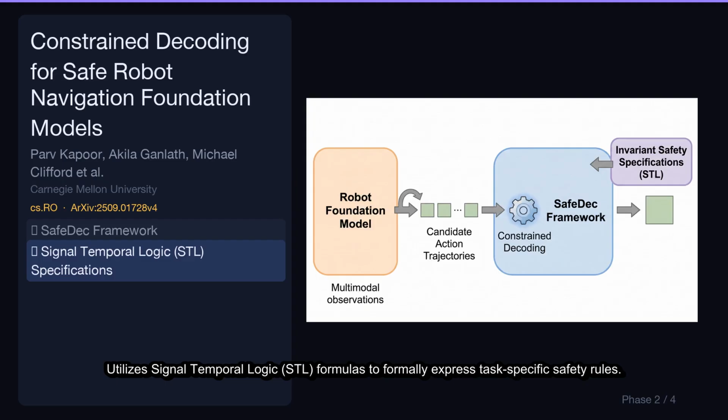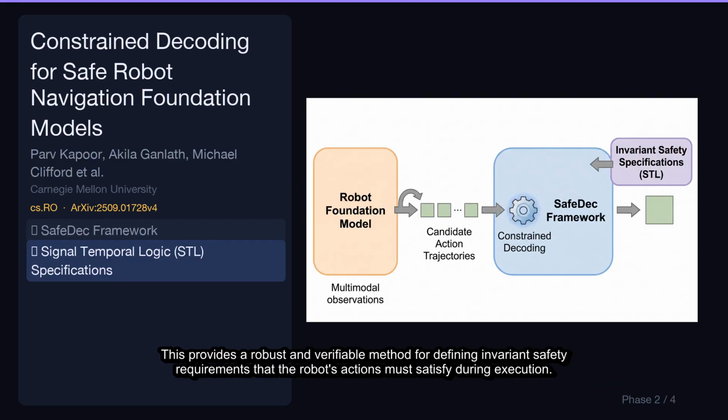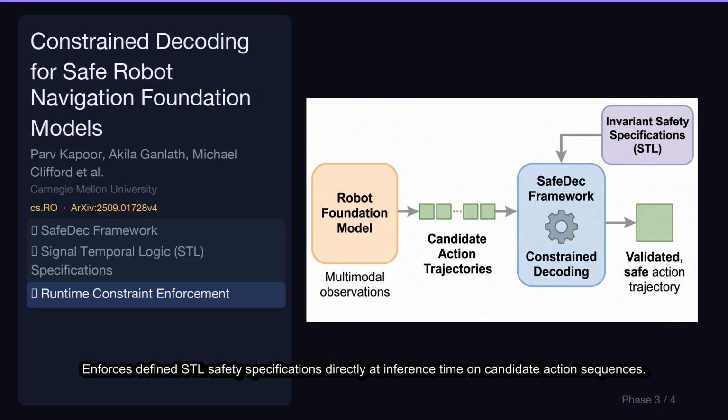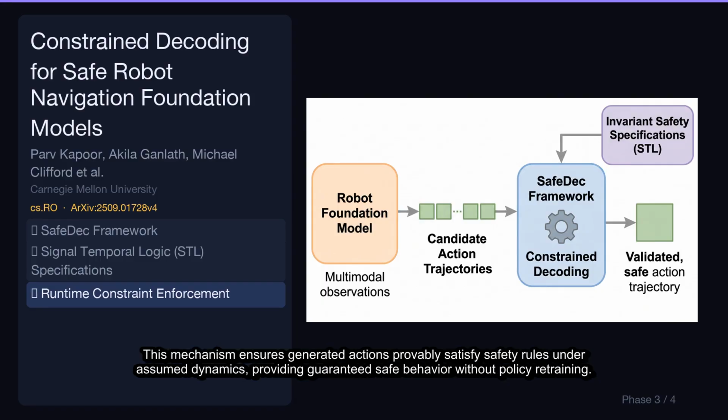Utilizes signal temporal logic, STL, formulas to formally express task-specific safety rules. This provides a robust and verifiable method for defining invariant safety requirements that the robot's actions must satisfy during execution. Enforces defined STL safety specifications directly at inference time on candidate action sequences. This mechanism ensures generated actions provably satisfy safety rules under assumed dynamics, providing guaranteed safe behavior without policy retraining.